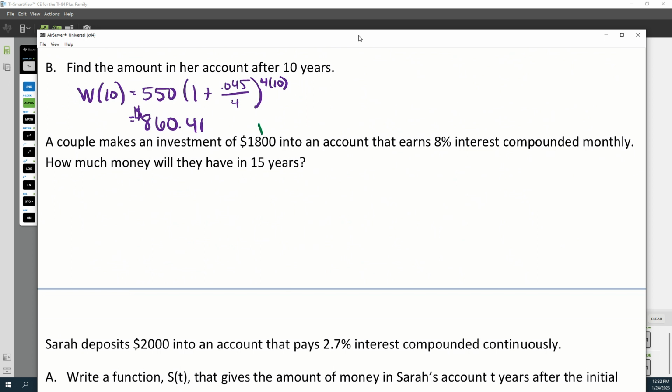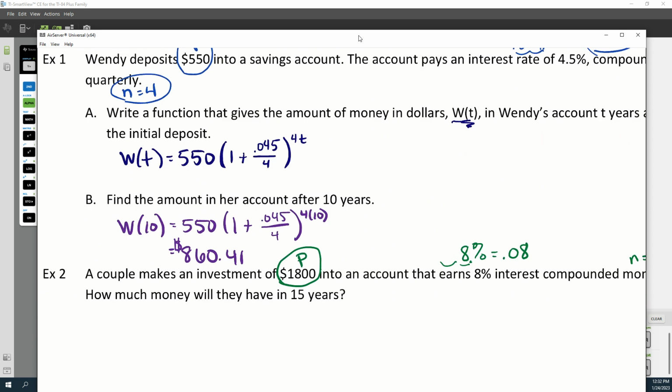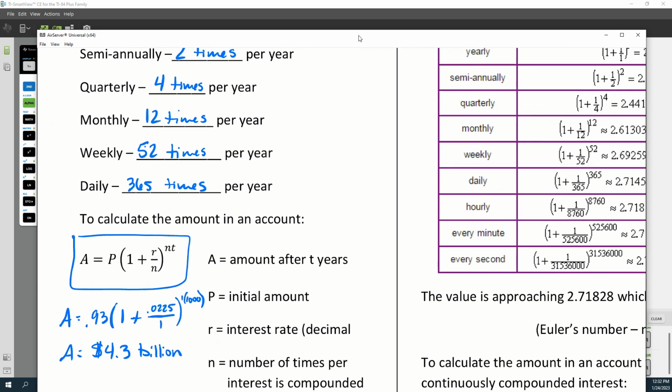So P is going to be the initial investment. R, we're going to take 8% and change it to a decimal. And like I said yesterday, if you don't see the decimal, it's at the end, and we're going to move it over 2 places. So 0.08. And then monthly, like we said before, that means once a month, which is 12 times a year.